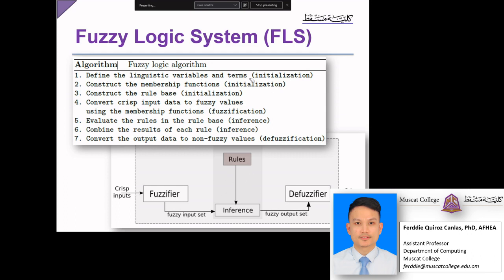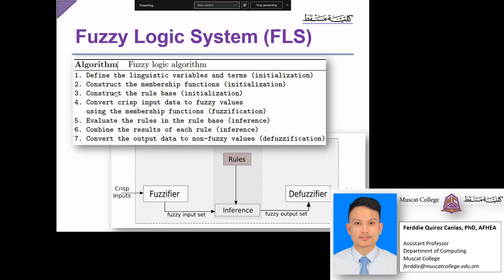Let's say, for example, if you're talking about height, then your variables would be height, and the terms you will use may be tall, medium, or small. That's an example of your variable, right? Or if you talk about weight, it could be heavy, light, or medium. So you have to define your variables, meaning these are the variables and terms that you're going to use all throughout your fuzzy logic algorithm.